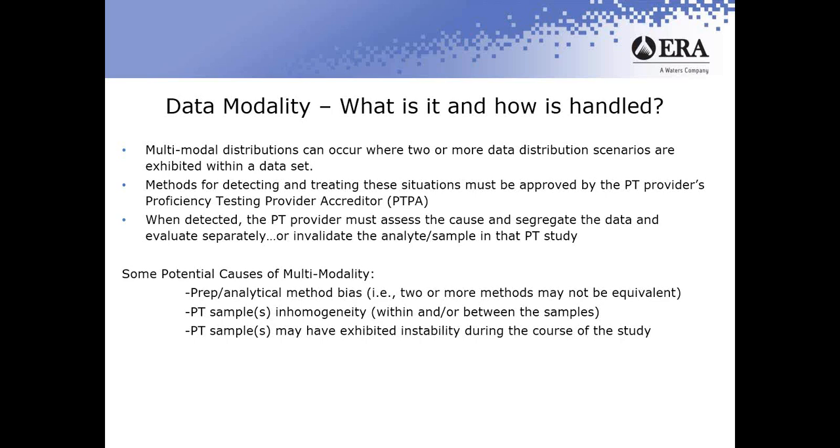Now, some potential causes of multimodality within a data set. There's prep and analytical method bias, which I've touched on already, i.e. two or more methods may not necessarily be equivalent. They may not yield the same result within the concentration range or the matrix that the PT provider's sample design is based on. There could be PT sample inhomogeneity being exhibited within the sample or between the samples within a given PT study lot. PT samples may have exhibited instability during the course of the study.